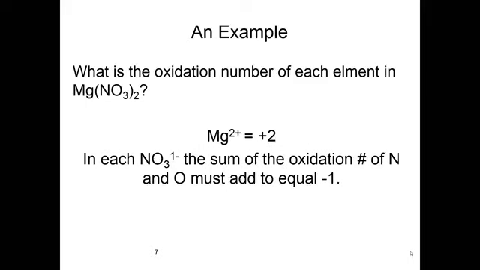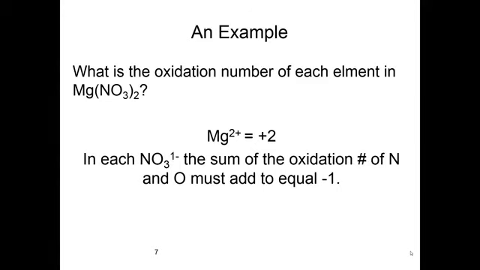In terms of nitrate, NO3 1-, the sum of the oxidation numbers of N and O, according to the rules, must add up to -1. Oxygen gets precedence and preference here, which means oxygen's oxidation number is -2. 3 times -2 is -6. This means in order for the oxidation numbers to add up to -1, nitrogen must be +5. +5 plus 3 times -2 gives us -1.